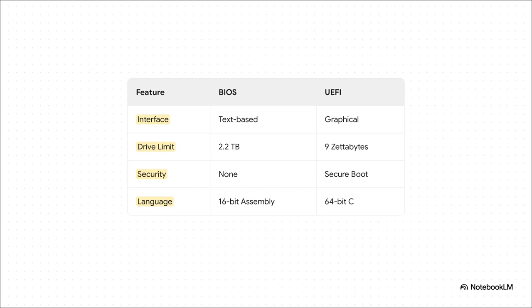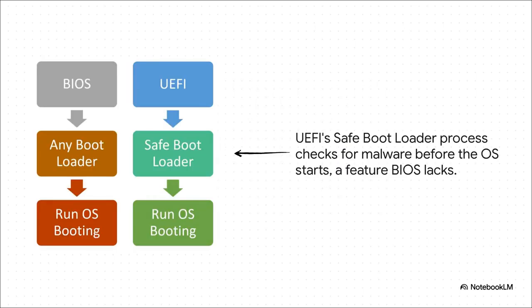Today, virtually every new machine uses its successor, UEFI. And it's a massive upgrade. You get a nice graphical interface with mouse support, you can use huge hard drives, and most importantly, it's way more secure. And this is really the killer feature. This diagram shows how UEFI Secure Boot works. The old BIOS would just try to boot whatever it found first. That left a huge opening for malware to sneak in before your antivirus could even load. UEFI is smarter. It checks for a digital signature to make sure the bootloader is legit and hasn't been tampered with. It's a simple but powerful layer of security.